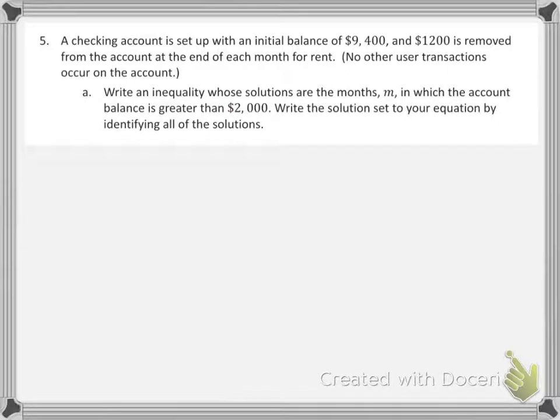Number 5, a checking account is set up with an initial balance of $9,400 and $1,200 is removed from the account at the end of each month for rent. No other user transactions occur on the account. Write an inequality whose solutions are the months M in which the account balance is greater than 2,000. Well, I have 9,400 to begin with. Every month I'm subtracting 1,200, so 1,200 every month. And I want my balance to be greater than 2,000.